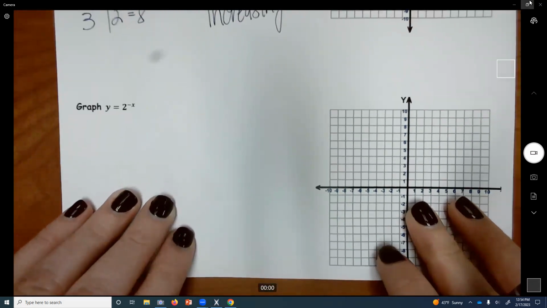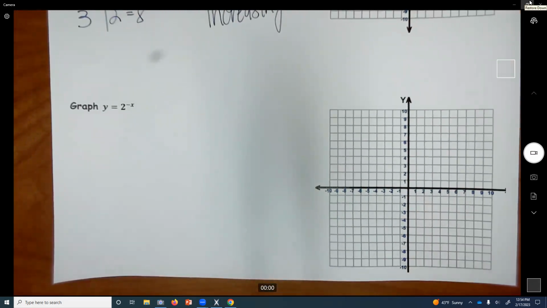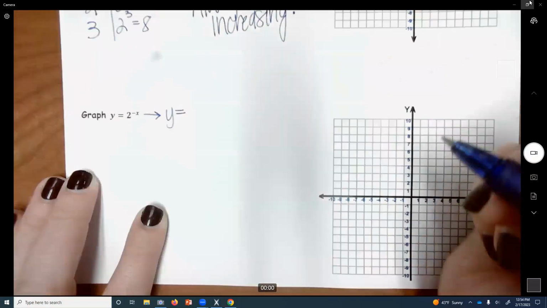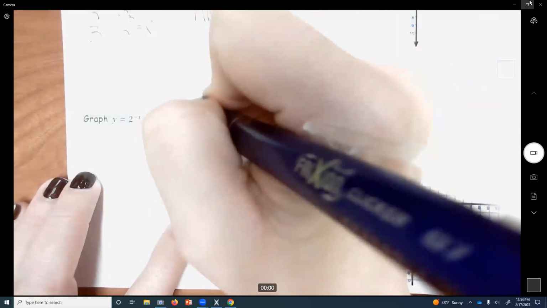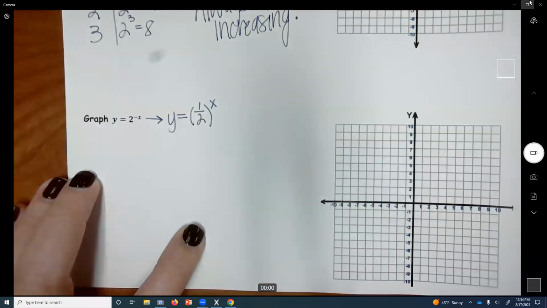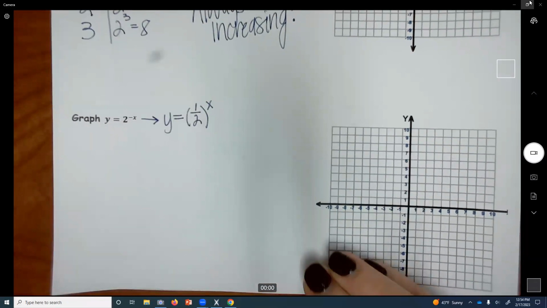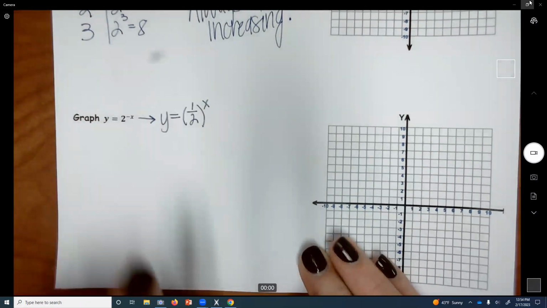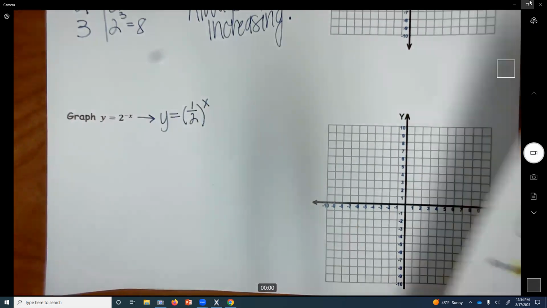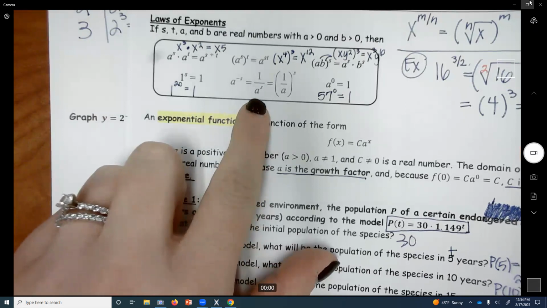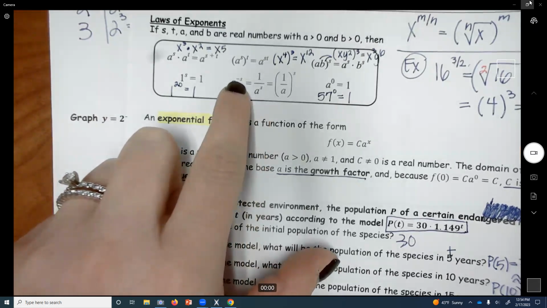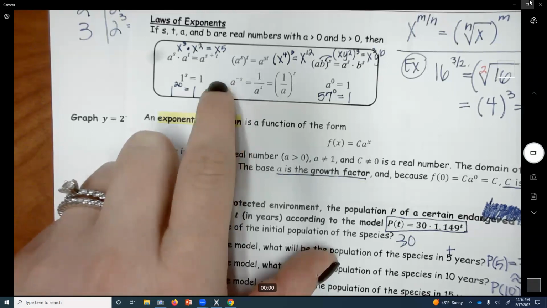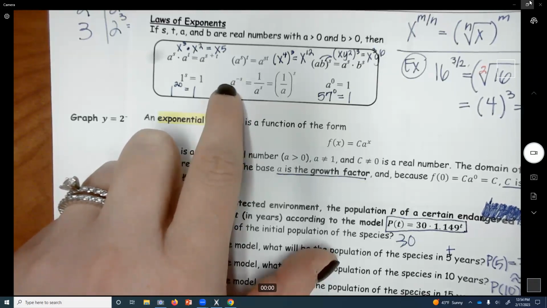So here we have y equals 2 to the negative x power. Now I can rewrite this with a positive exponent and call this y equals 1/2 to the x power. Instead of this being 2 over 1, it's now 1/2, and that makes this exponent positive, which was this rule right here. If I have a to the negative s power, I can make this s positive by flipping this and having the reciprocal of it. So instead of it being a over 1, it is 1 over a. So same thing.